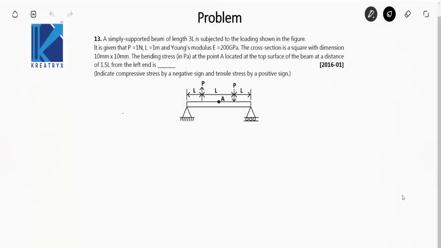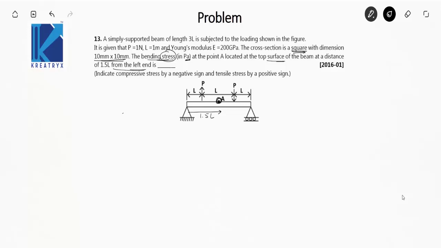A simply supported beam of length L is shown with the given loading. It is given that P is equal to 1 Newton, L is 1 meter, and Young's modulus is 200 GPa. The cross section is square and the dimension is 10 cross 10. The bending stress in Pascal at point A, located at the top surface of the beam at a distance 1.5 L from the left end, is asked. Okay, the sign convention has also been given.